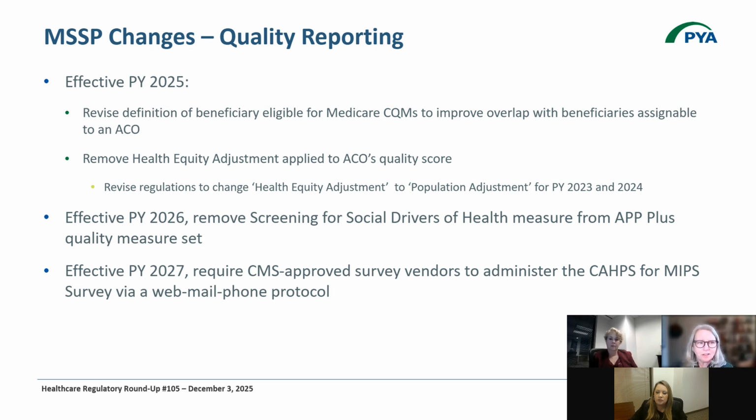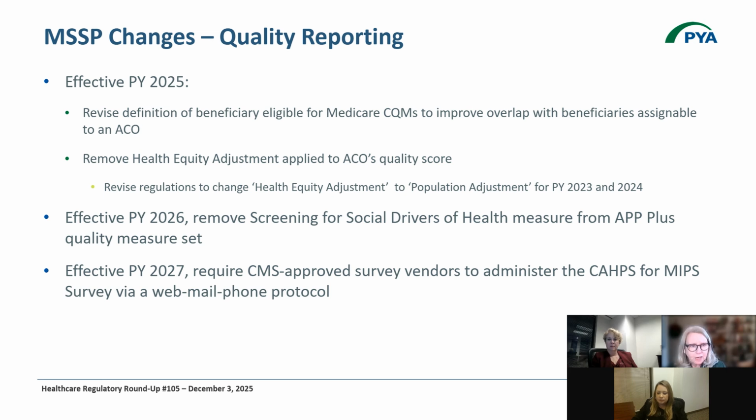If you are nerdy enough to read the MSSP regulations, you will see that it's always cumulative, that each year as they change the program, they will say for this period to this period, it's X, and for this period to that period, it's Y. Here they're going back in and actually amending the regulation to say that rather than referring to a health equity adjustment, it's referring to a population adjustment. Effective for 2026, they're removing the screening for social drivers measure from the APP Plus quality measure set.